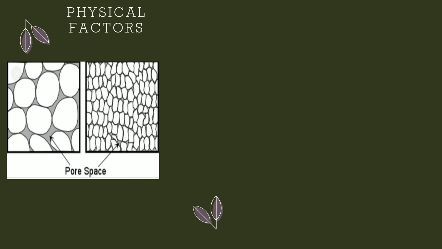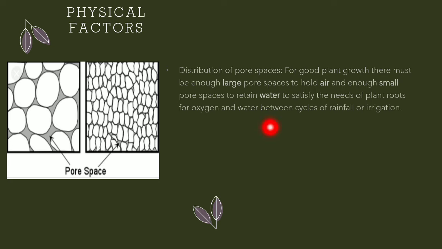Today we'll learn about physical factors for plant growth. Physical factors. Here you can see pore space in soil. We can find large pore space and small pore space in soil. Now, number 1 physical factor: distribution of pore space. How distribution of pore space affects plant growth and acts as a physical factor, we will learn.